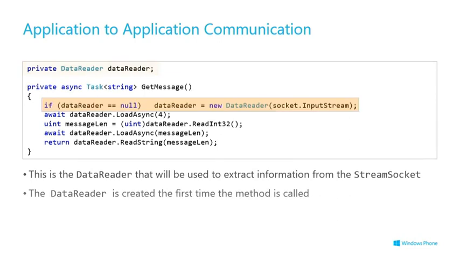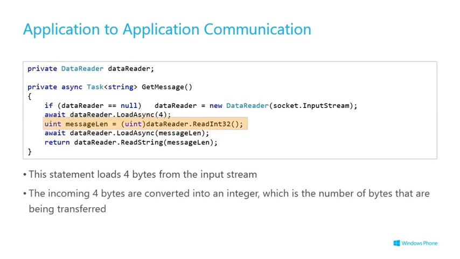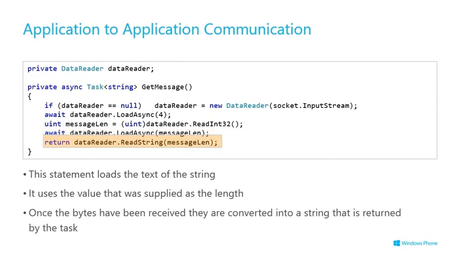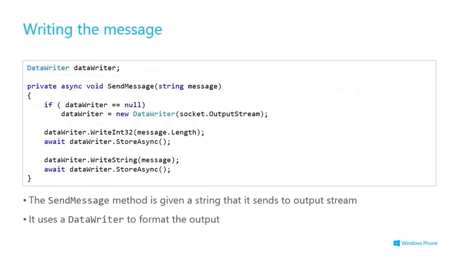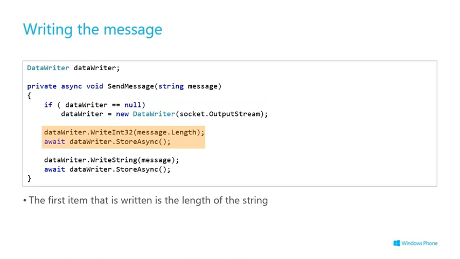So this is where we new up our data reader. This is where we read in the first 4 bytes, and we turn that into an integer, and then we load that message and read the string. So there we go. And that's how you would actually call that get message. On the sending side, we have a data writer. We new up the data writer. We write to that stream the length of the upcoming message, so we're writing int32 to it. Store async, which actually writes it to the socket, so that gets sent over.